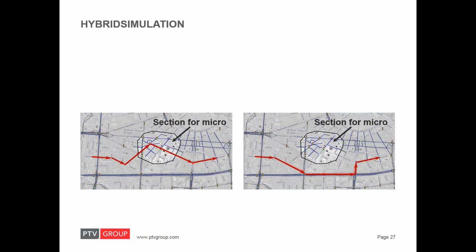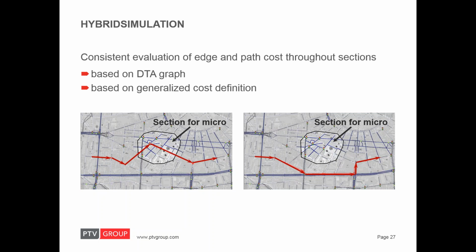What is important for such a model is that the evaluation of routes across the micro area is consistent with the one in the rest of the model. In other words, vehicles should not choose to avoid the micro area because routes around it are much more attractive. This is the case in Vissim because the evaluation is based on the dynamic traffic assignment graph, which is generated for the entire model. And also the generalized costs are then evaluated based on the results of the corresponding simulation method.